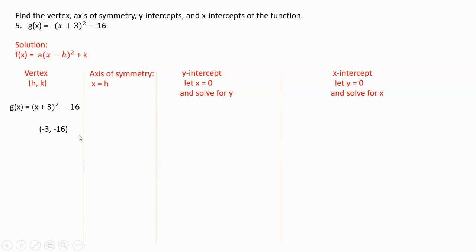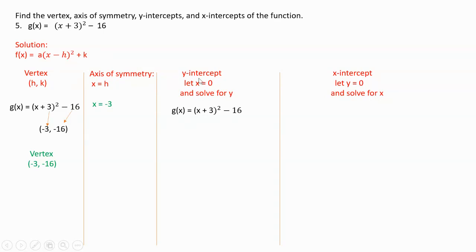Now the axial symmetry is the x part of the vertex, so it's going to be x equals negative 3. So this is my axial symmetry, x equals negative 3. Now to find the y and x intercepts, you have to do a little bit of work.